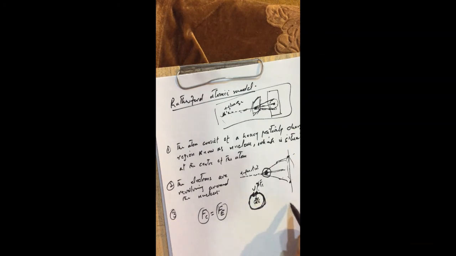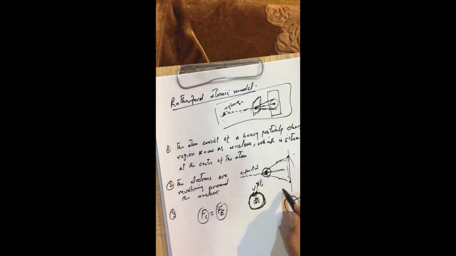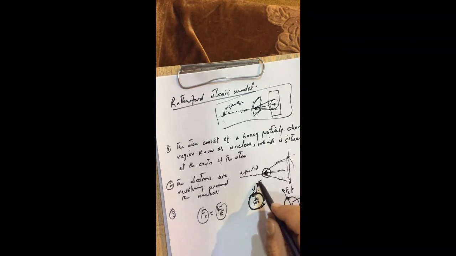But also we know that when a particle is moving in a circular path, there is a force on this particle which is toward the center, which is called centripetal force. But there is another force which is away from the center, which is called centrifugal force. So there is a force which is opposite to this electric force. These two forces are equal in magnitude and opposite in direction. That's why this electron is in mechanical equilibrium.